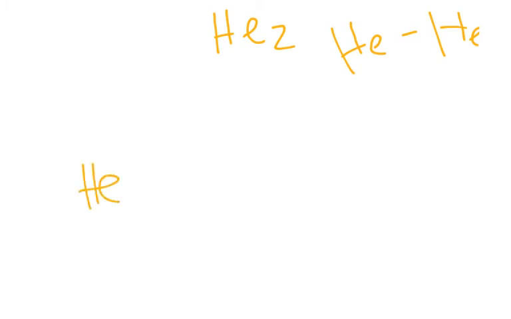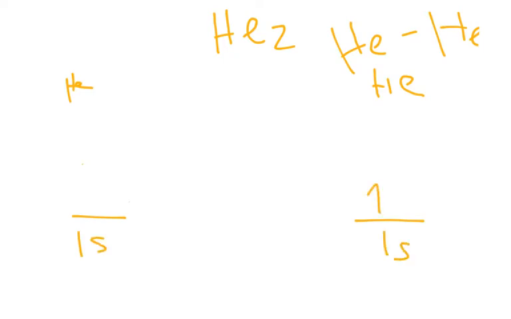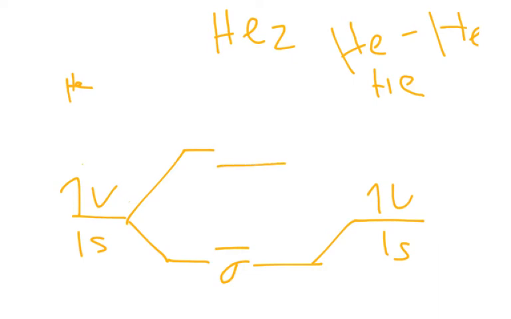So helium and helium. Well, let me not put helium there. Let's put it up here. So helium has 2 valence electrons. So 1s and 1s, 2 there and 2 there, and they go like this. So they're going to form a sigma bond and an anti-bonding sigma, and just like that we have a total of 4 electrons. So we are going to fill this ladder, 1, 2, 3, 4.